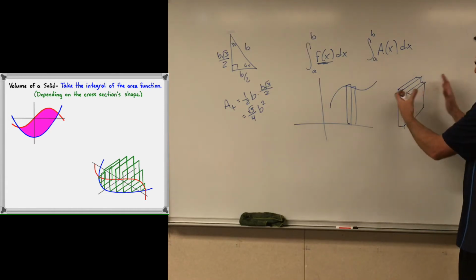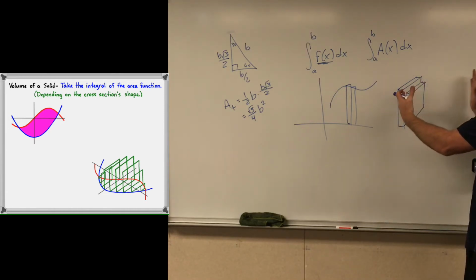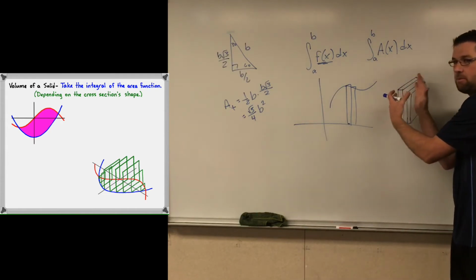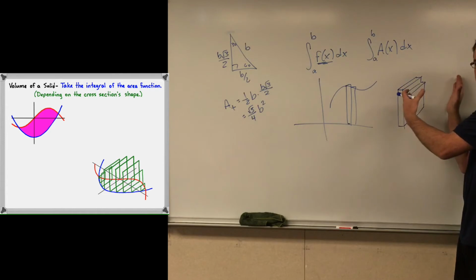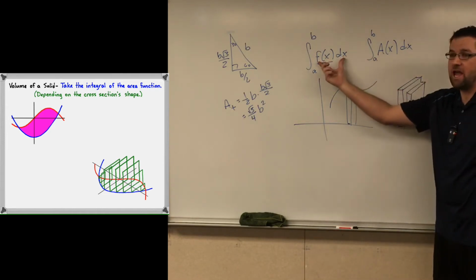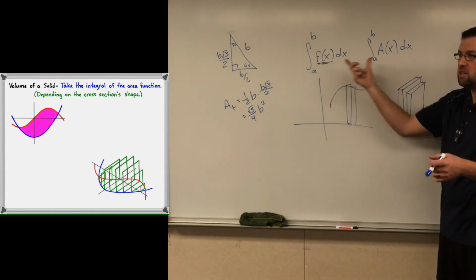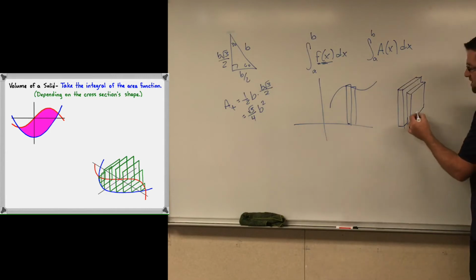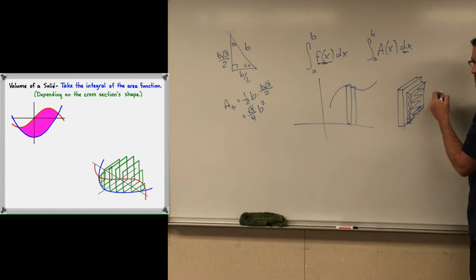Just imagine a bunch of rectangular prisms stacked next to each other, right? So what we're doing is we're adding up the volume of the prisms. Well, this was adding up the area of the rectangles. This is adding up the volume of the prisms. Why? Because we're finding the area of this thing, and we're multiplying it by the width. Does that make sense?